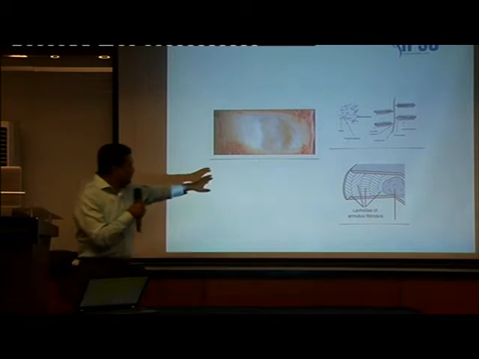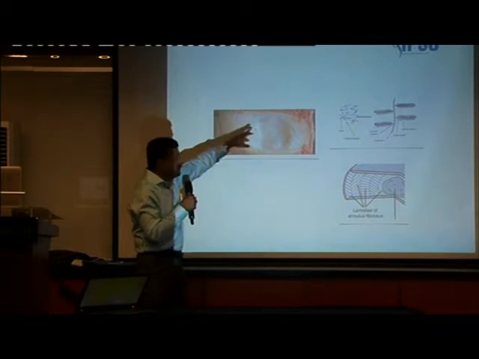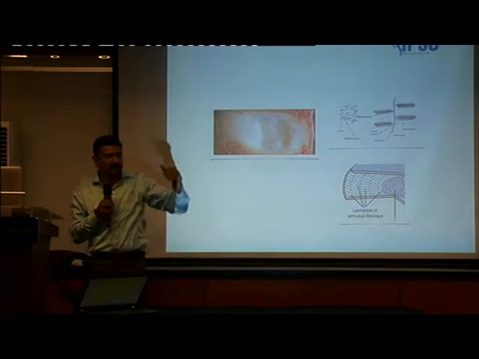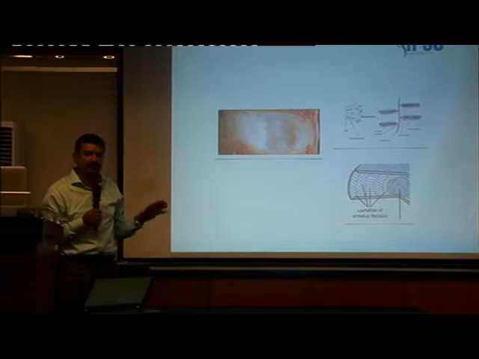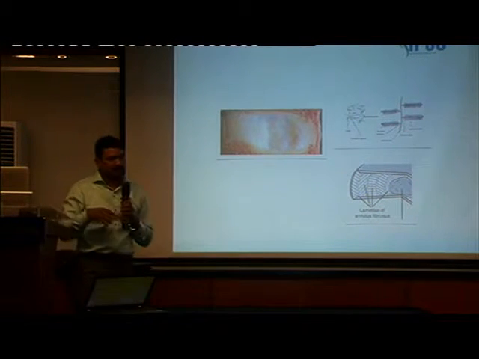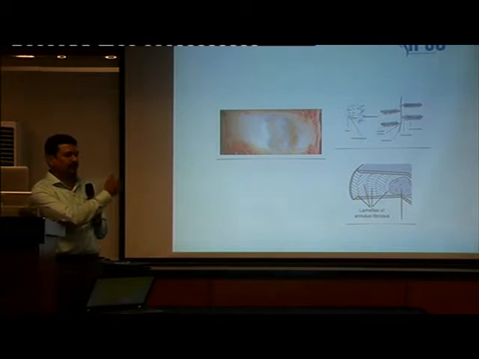And third is your end plates. So these are the end plates. These are basically cartilaginous end plates. Earlier we used to consider it as a part of the vertebral body, but now it is very, very clear that it is a part of the disc. So these are the cartilaginous end plates. So like any other cartilaginous joints, this also undergoes degeneration.